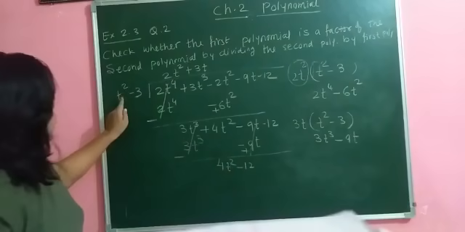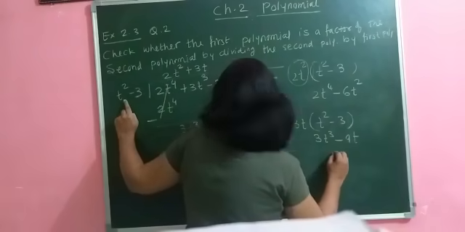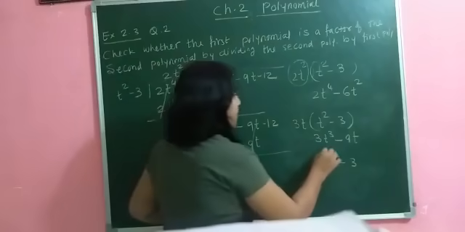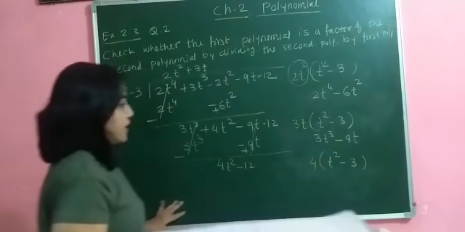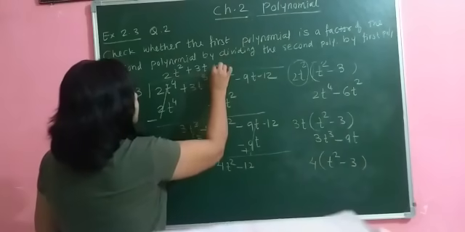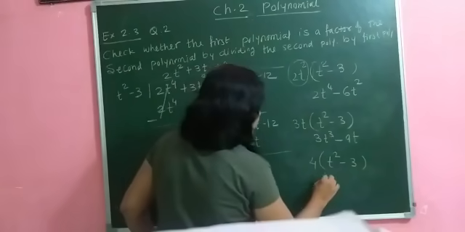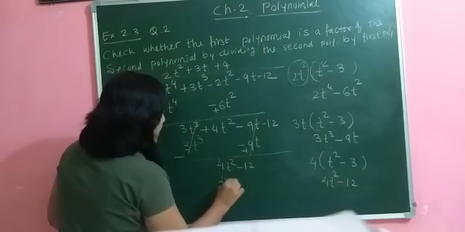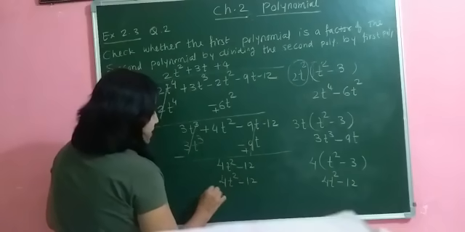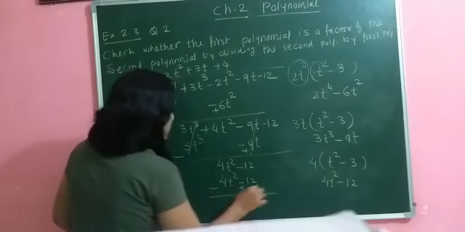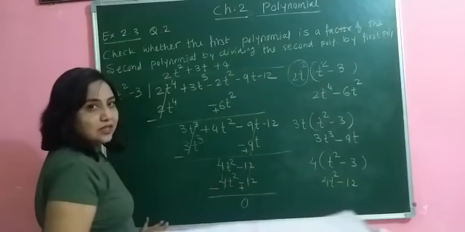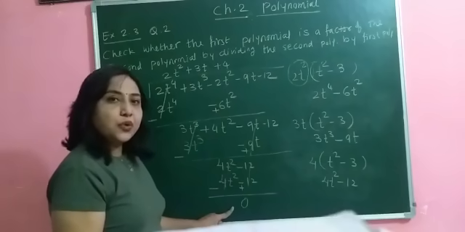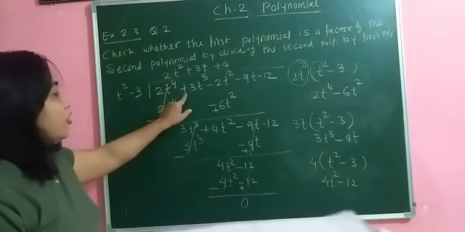Again, what do I have? t square minus 3. What do I want? 4t square. So I am multiplying this by 4. So I am writing here plus 4. So what it will be? 4t square minus 12. So I am writing here 4t square minus 12. Change the sign. This will be negative, this will be positive. This will get cancelled. So remainder is 0. So earlier as I told you that whenever you will get remainder 0, then we can say that this is the factor of this polynomial.